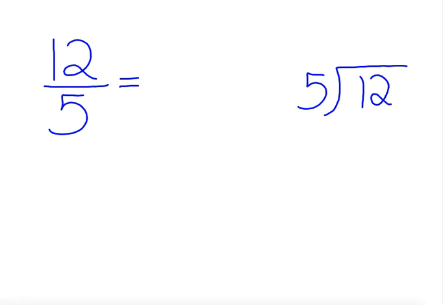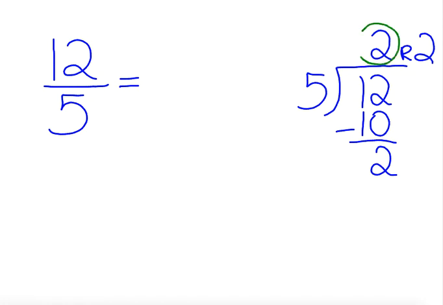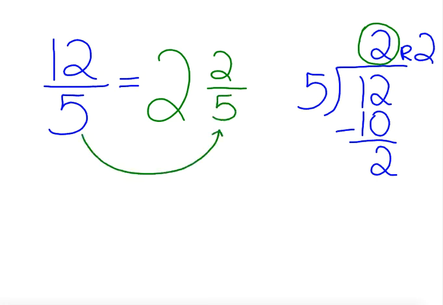Okay? So I get 2. 2 times 5 is 10. Subtract. I get 2. So the answer is 2 remainder 2. Now it's very important, what do you do with this information? So I always circle the quotient first, and that becomes my whole number. Then I look at the remainder, and that becomes my numerator. Denominator stays the same. So 5 is, we're doing fifths. So we are copying that 5, right? So 12 fifths is equivalent to 2 and 2 fifths.